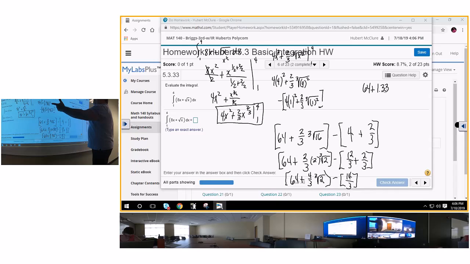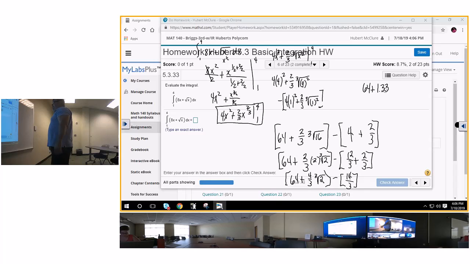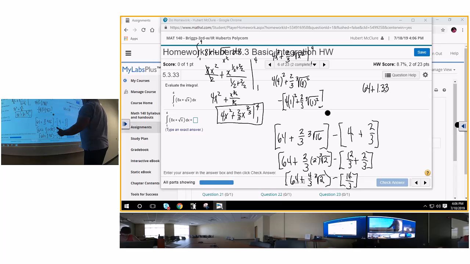They want the exact, so they want the radical. So I don't know how you're going to write that as a radical without, well, no. Somebody, what's 14 divided by 3? They go 4 and 2/3, 4.67, 4 and 2/3. Okay, so what is 2 raised to the 1/3 power?